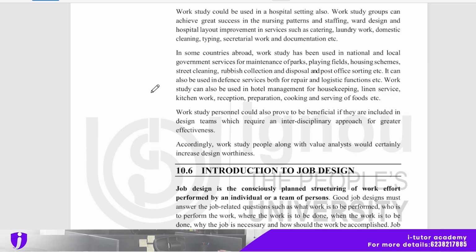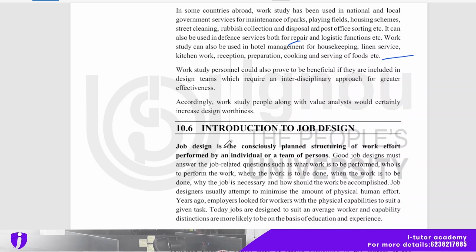And work study can also be used in hotel management for housekeeping, linen service, kitchen work, reception, preparation, cooking, and saving of food, etc. And work study personnel could also prove to be beneficial if they are included in design teams, which require an interdisciplinary approach for greater effectiveness. Accordingly, work study people, along with the value analysis analyst, would certainly increase design worthiness.